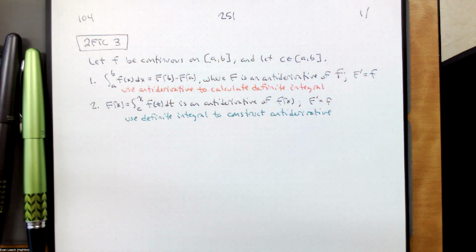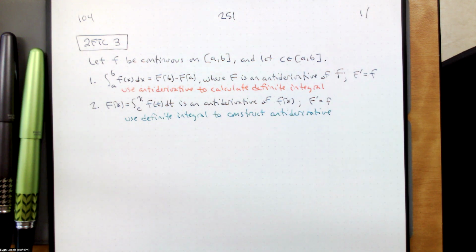This week has been all about the fundamental theorem of calculus, and there are two parts. First of all, what we need is a continuous function on a closed interval and any value from that closed interval. So when we say closed interval, this means that the endpoints are included. It's an interval that includes the endpoints. That's the closed part of it.